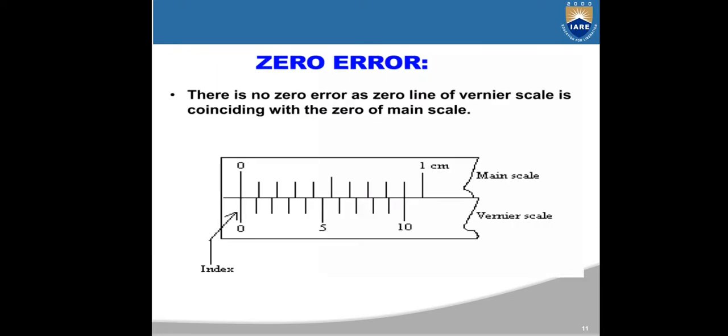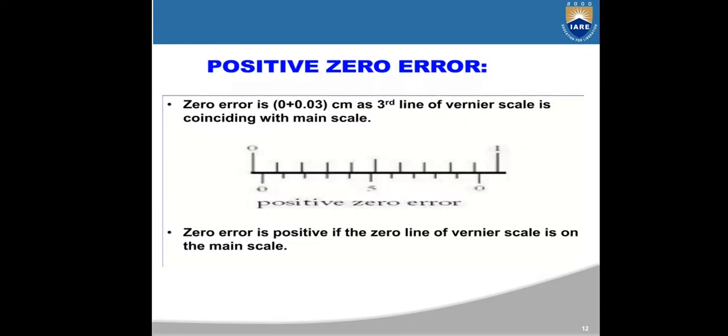Zero error. There is no zero error as the zero line of the vernier scale coincides with the zero of the main scale, and these are the main scale and vernier scale with index 0. Positive zero error. Zero error is 0 plus 0.03 centimeter as the third line of the vernier scale coincides with the main scale. The zero error is positive if the zero line of the vernier scale is on the main scale.